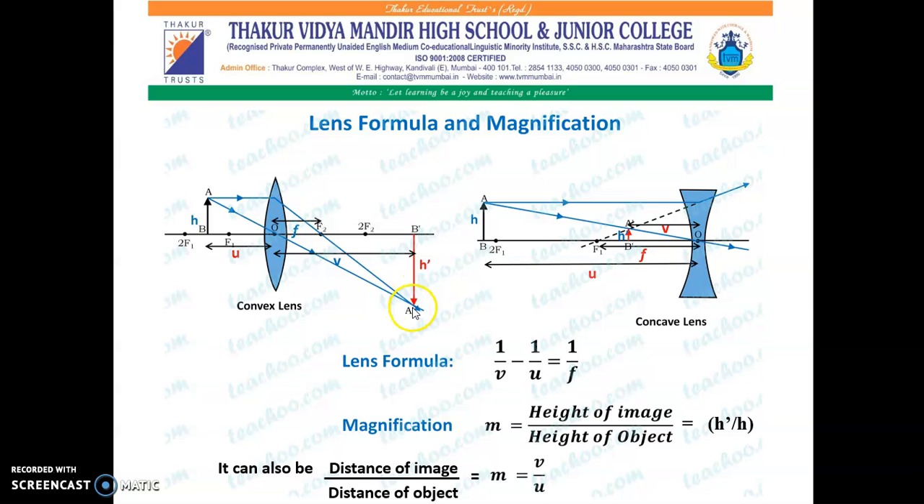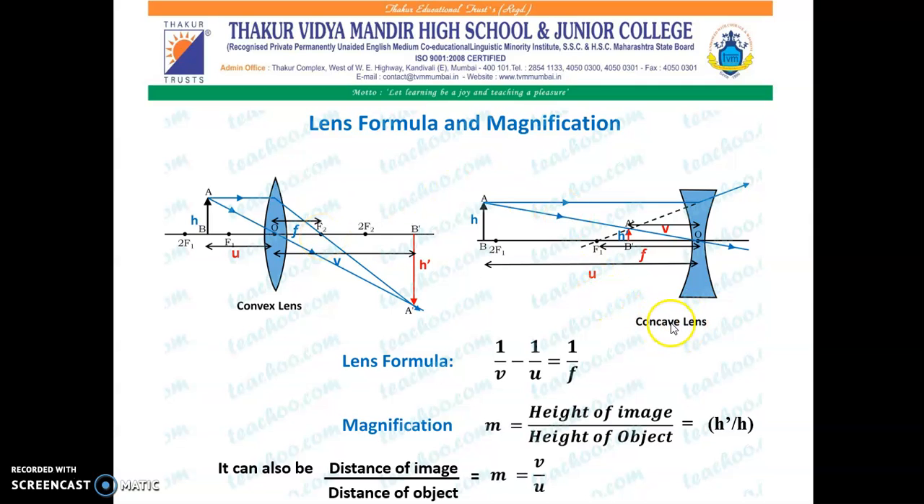A'B' is indicating the position of the image. h' is the height of the image. And v is the distance of the image from the optical center. And small f is indicating the focal length, that is the distance between the optical center and the principal focus.